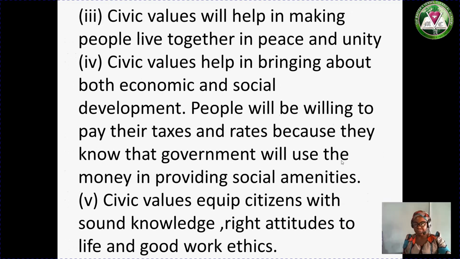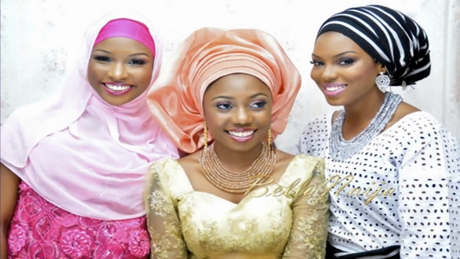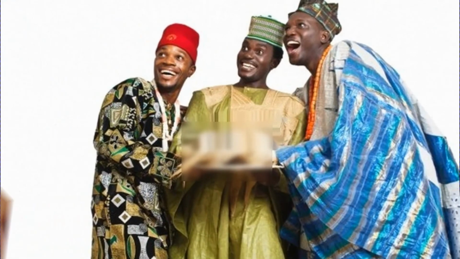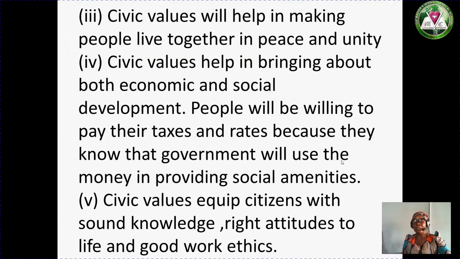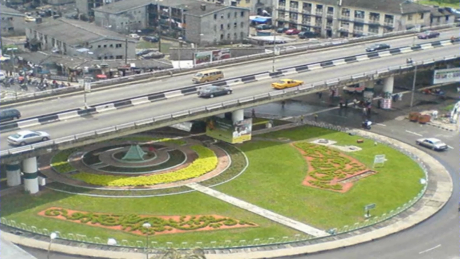Then number 3, civic values will help in making people live together in peace and unity. Remember, I've said it before. If you have these civic values and the other person has the civic values also, there will be peace and unity in the country. Number 4, civic values help in bringing about both economic and social development.